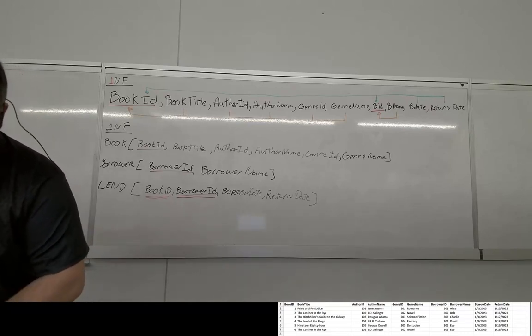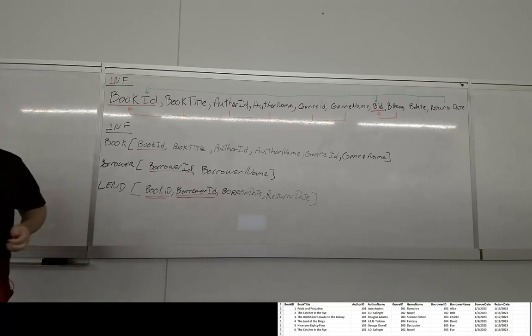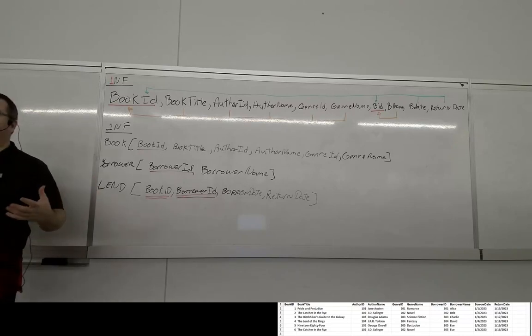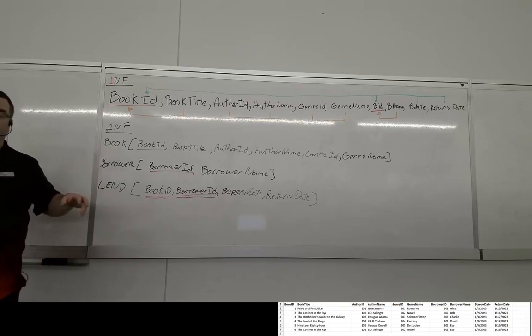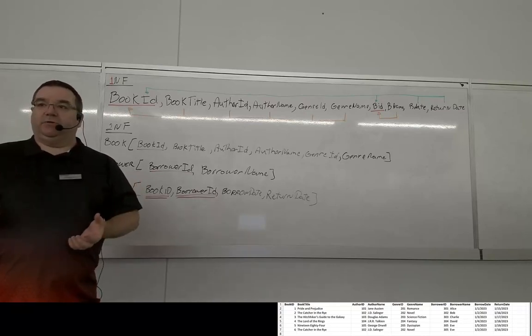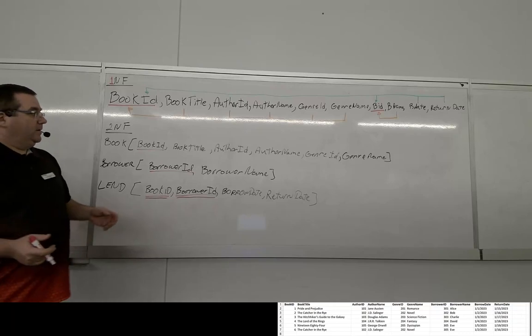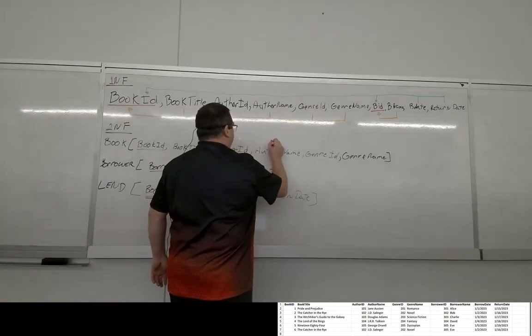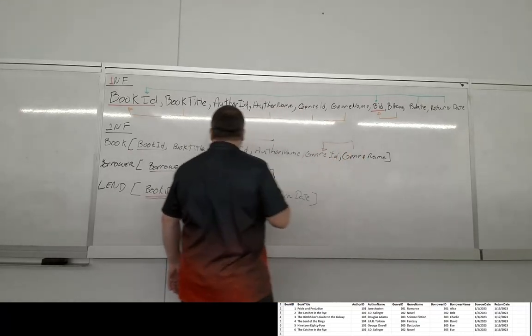But we do have a problem, and that problem is the transitive dependencies. And there is one specific table that has a lot of transitive dependencies, the book table. So, for everybody's refresher, a transitive dependency is when one attribute is defined by another attribute that is not part of the primary key. And our transitives are author ID and genre ID.